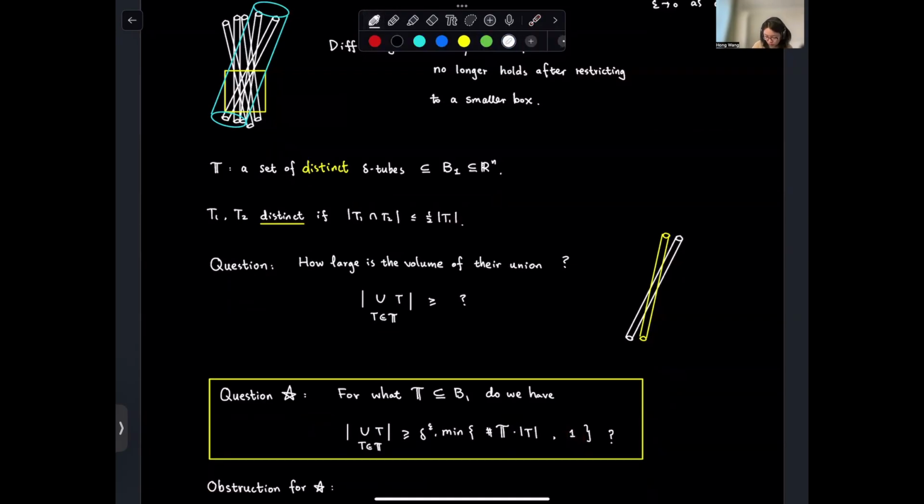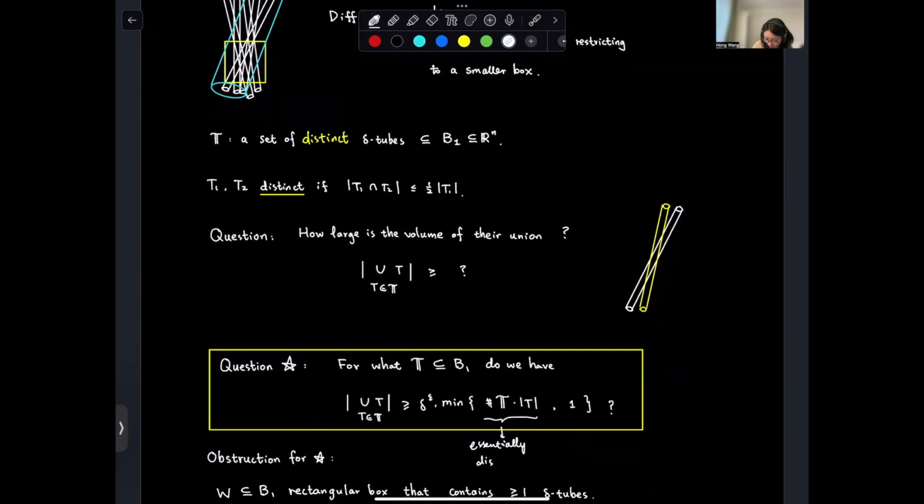This is the best possible, because this term means that the tubes are essentially disjoint. Because if they are pairwise disjoint, then the volume of their union equals the number of tubes times the volume of a single tube. And then this term is also the best possible, because the tubes are contained in the unit ball, so the union is also contained in the unit ball. Then the volume cannot really be much bigger than the volume of a unit ball. So this means that the tubes essentially fill out the unit ball.